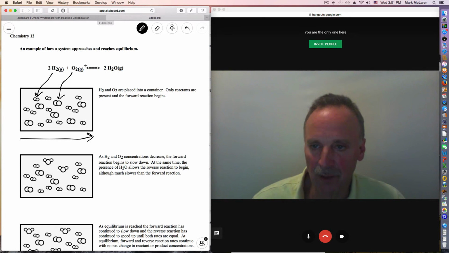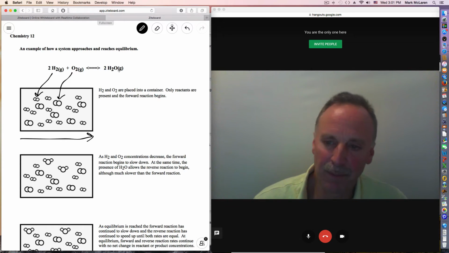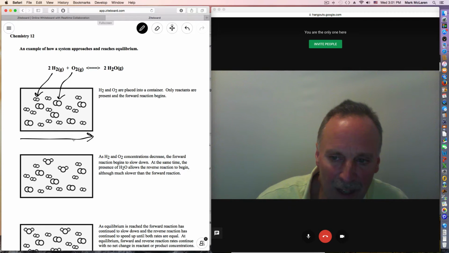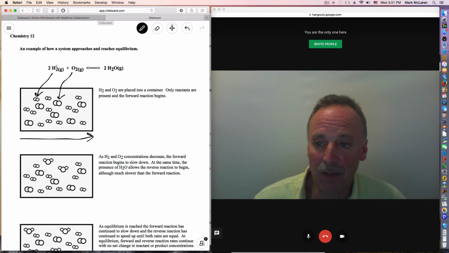Hydrogens collide with oxygens, producing water molecules. And in fact, that forward reaction goes fastest when you have the most hydrogen and oxygen available, which is always right at the beginning of the reaction.